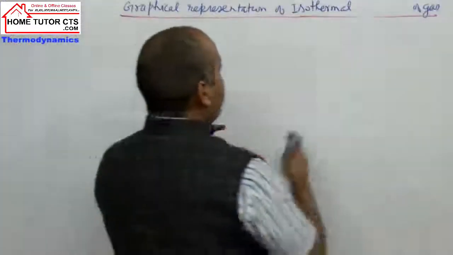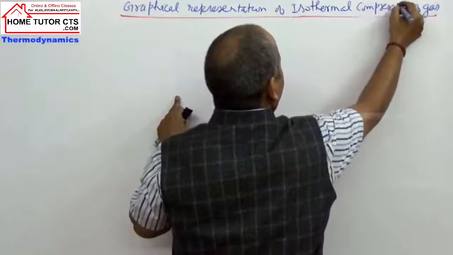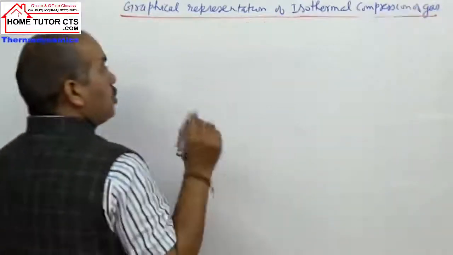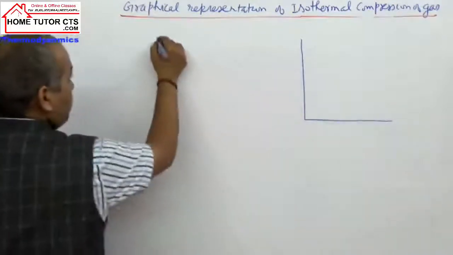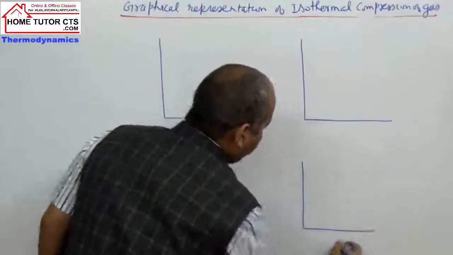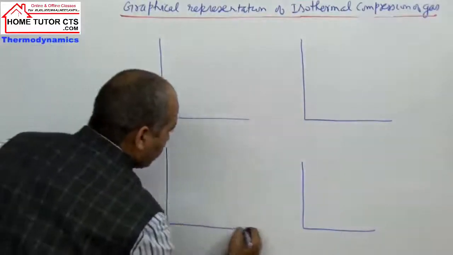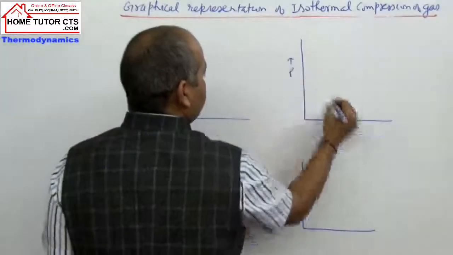Now we will not take more time. We take isothermal compression of the gas. So we can have in this case again a graph taken here. In compression I will take 4 graphs only. You try to understand yourself by the concept given till now. In each case we take pressure volume graphs.